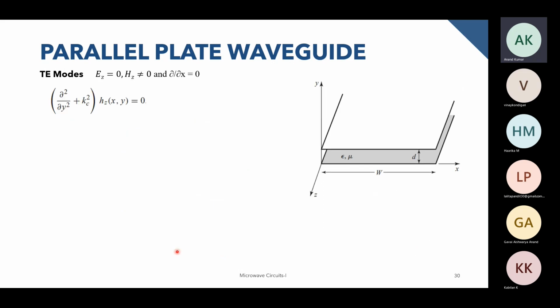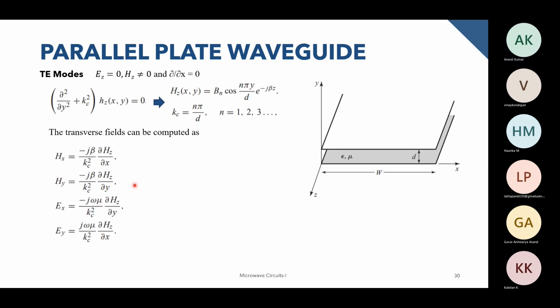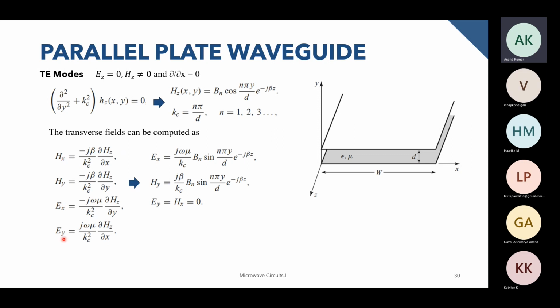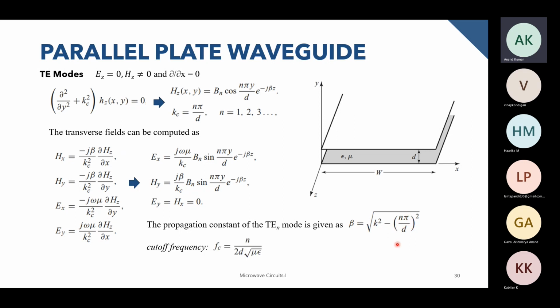And once we have this Hz, we can use the Hz to find all the other electric field and magnetic field components. So we have Ex, Hy, and Ex and Hx, Ey and Hx are 0, and we have the Hz known over here. And again, the propagation constant in this case can also be defined as root over k square minus, and we have substituted the value of kc over here. And cutoff frequency and wave impedance are defined similarly for this case as well.